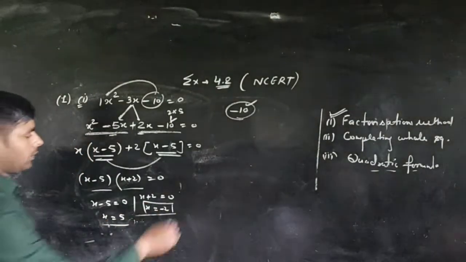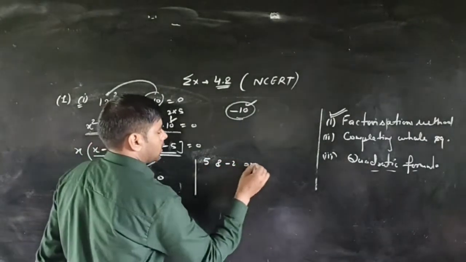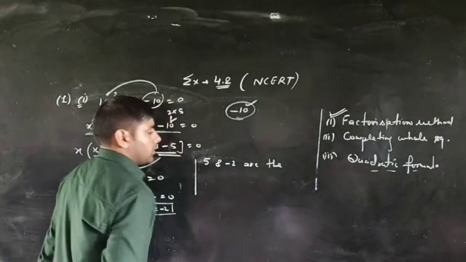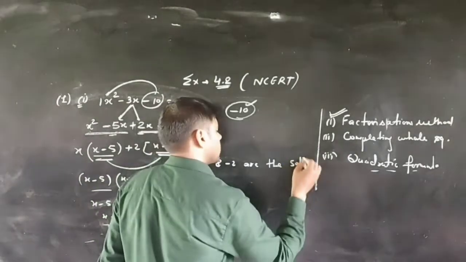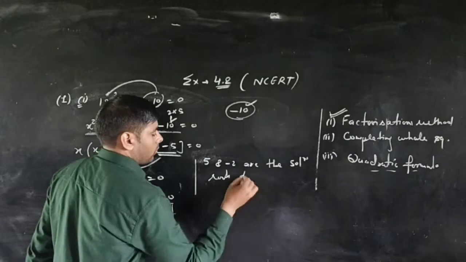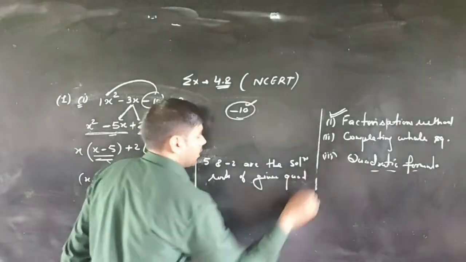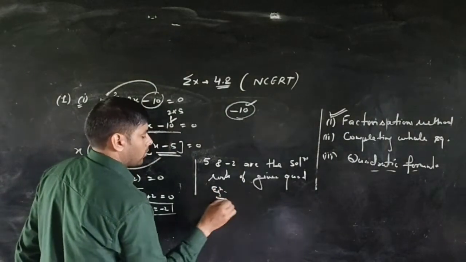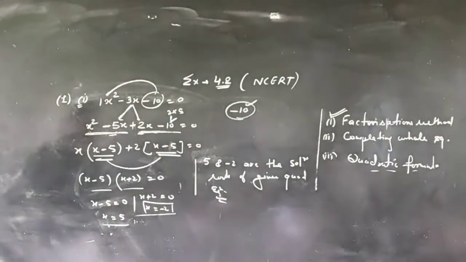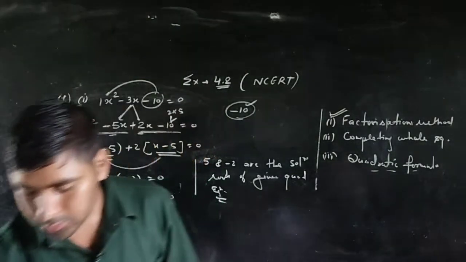This is 5 and minus 2. 5 and minus 2 are the solutions, or you can say roots, of the given quadratic equation. That's all. Next question.